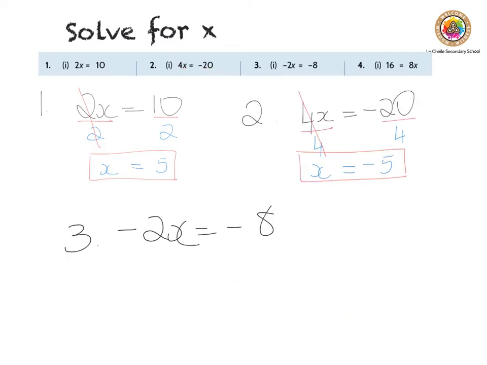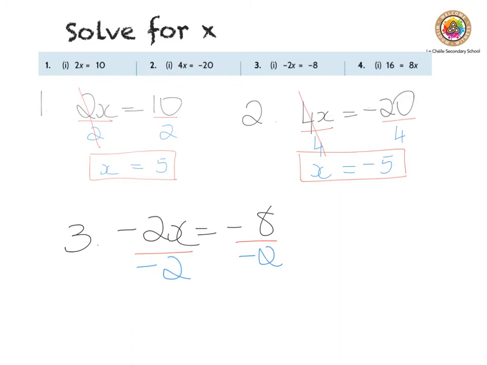Okay, so here in question 3, I'm given minus 2x is equal to minus 8. And again, I can see that here I have multiplication. So the opposite of multiplication is division. And so I'm going to divide this minus 2x by minus 2 in order to get x on its own. Similarly, if I have divided on this side of the equals by minus 2, I must also divide on the other side of the equals by minus 2.